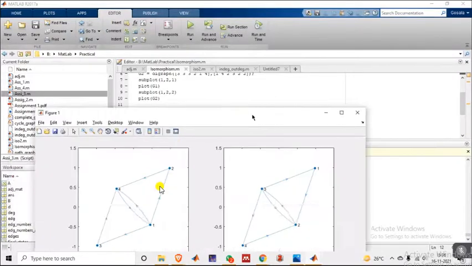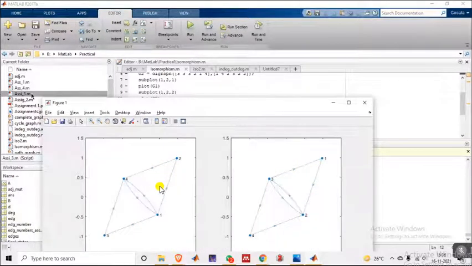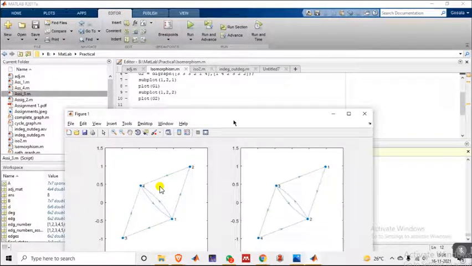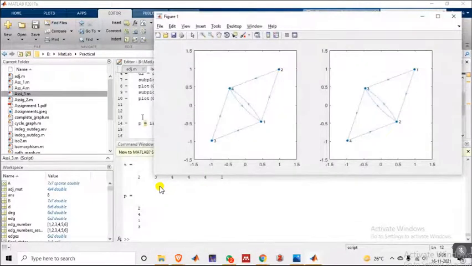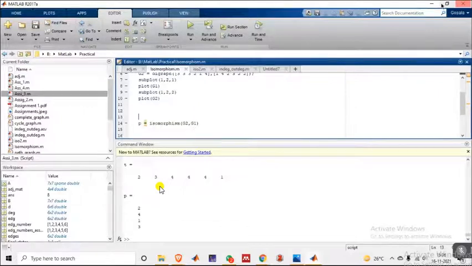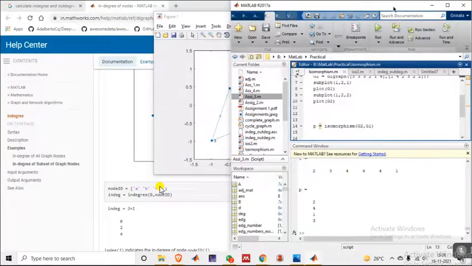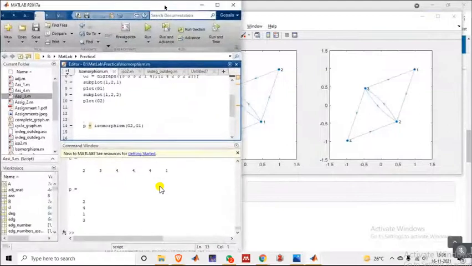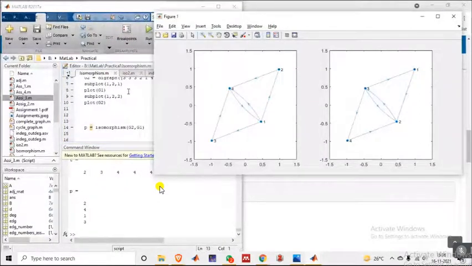Are you able to see this figure? Yes, sir. Yeah, so let me make it a little smaller.